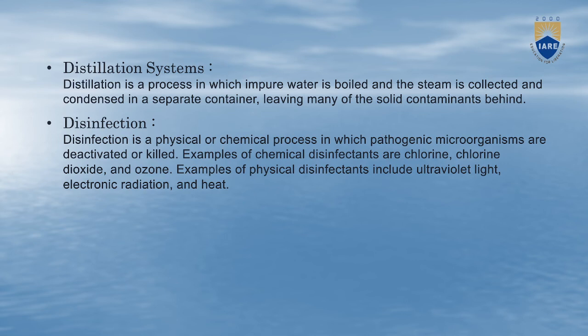Disinfection. Disinfection is a physical or chemical process in which pathogenic microorganisms are deactivated or killed. Examples of chemical disinfectants are chlorine, chlorine dioxide, and ozone. Examples of physical disinfectants include ultraviolet light, electronic radiation, and heat.